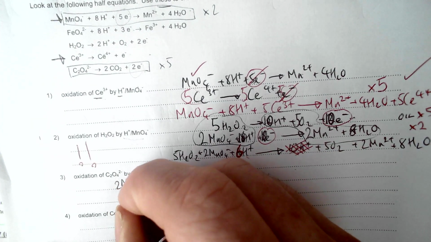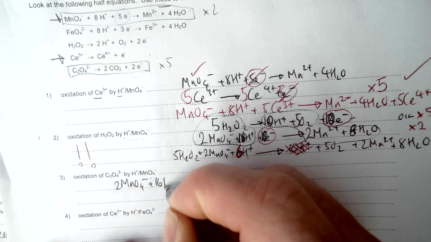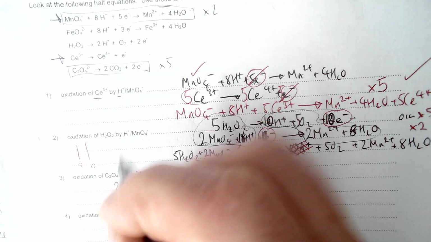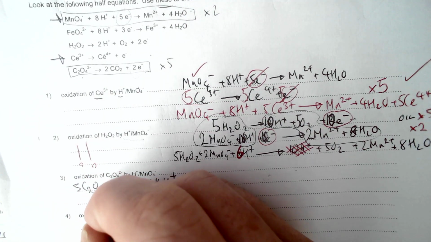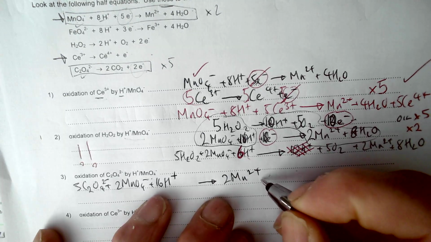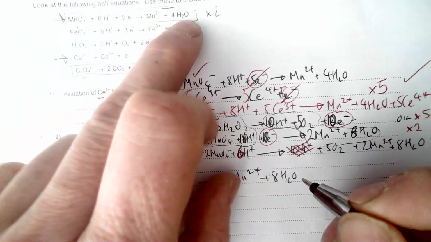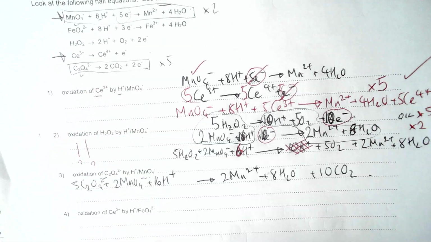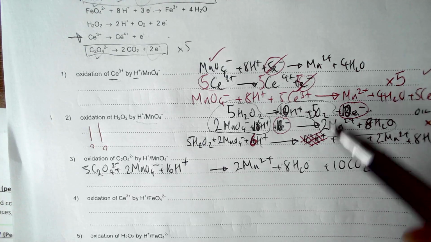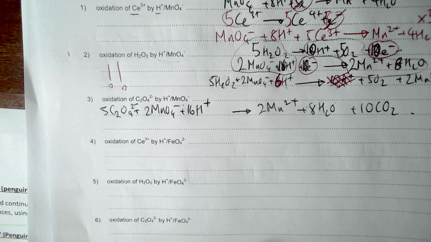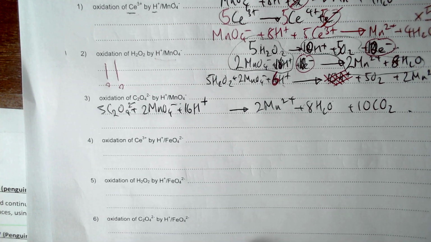2MnO4 minus plus 16H plus, just double everything up there, plus 5 C2O4 2 minus. There are all my reactants done. The products are going to be 2 Mn2 plus, because I'm doubling everything in there, 8 H2O, because I'm doubling that, 10 CO2. I hope what you're noticing is I've just balanced a really complicated equation by using half equations. It might not seem like a really useful thing now, but I promise you it's brilliant. It saves so much time later on.